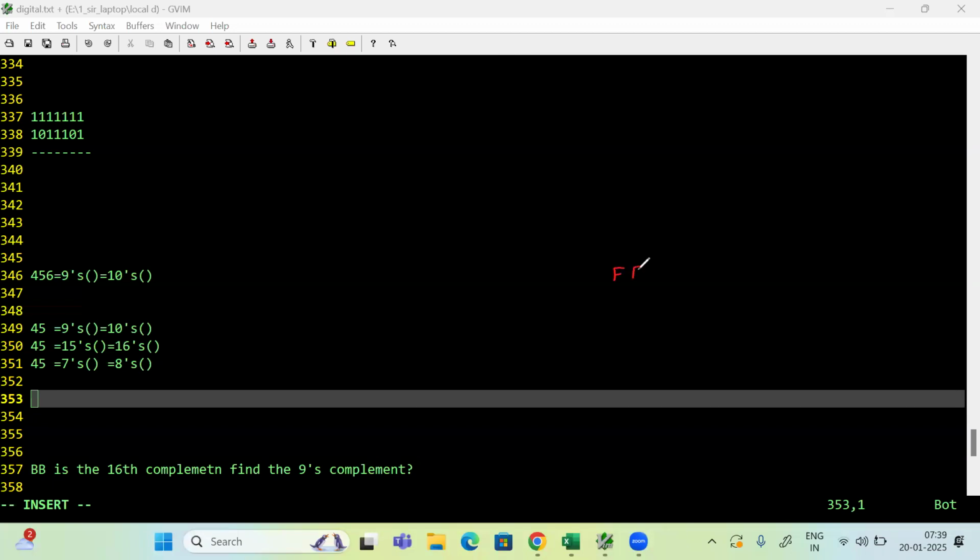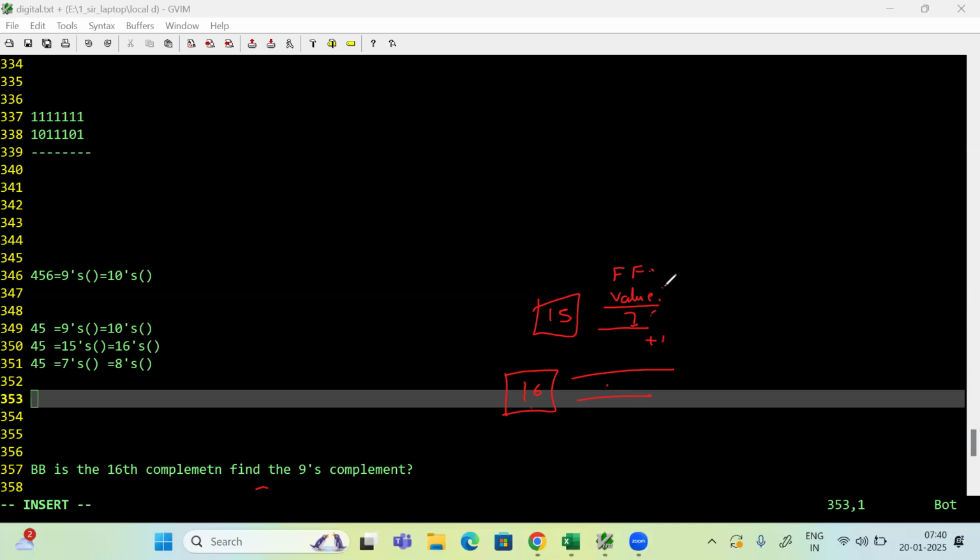FF value is what? Plus 1. I have given the 16th complement. From 16, don't you know how to get the 15th complement? Subtract by 1. If you get this value, you know this one. Can't you get the value? Subtract FF by this. You will get the value.